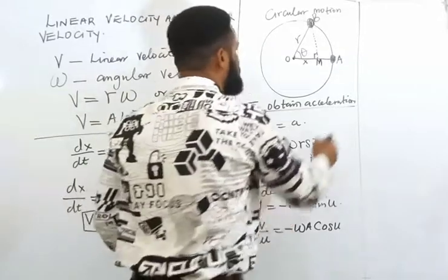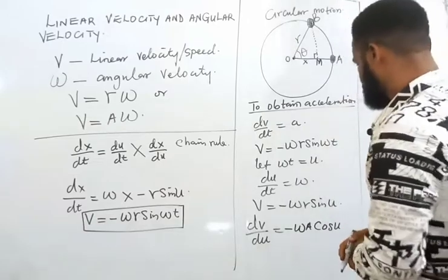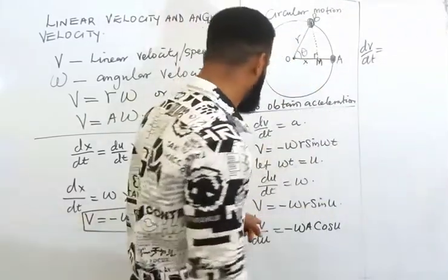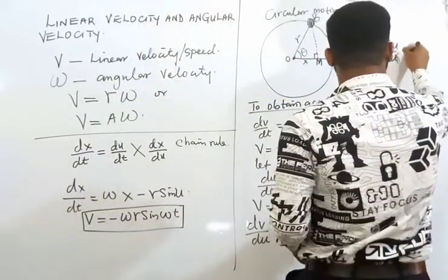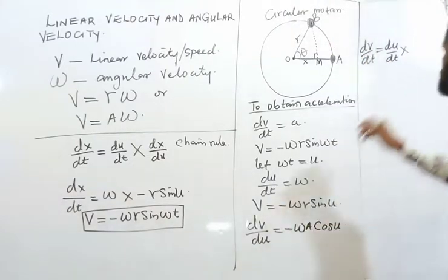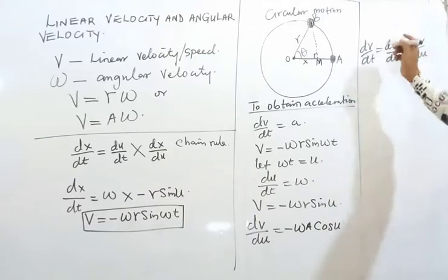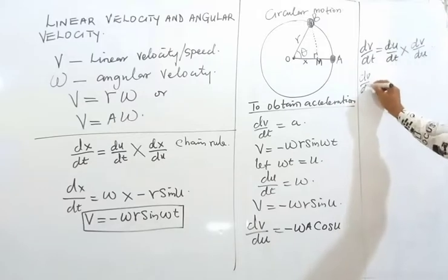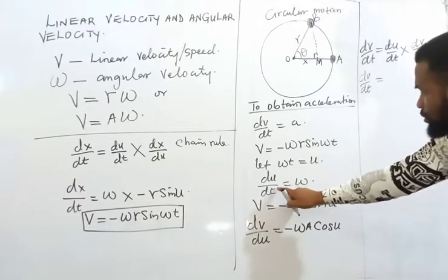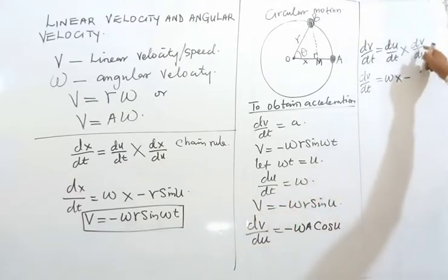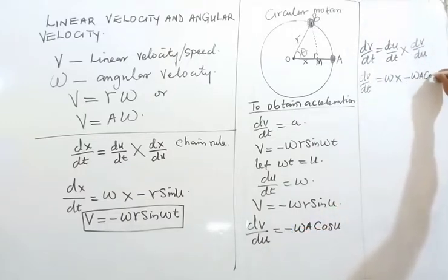So I'm going to now go further. So dv dt is going to be du dt times dv du, so that if I cancel the u and cancel the u, I have this, which is the same. That's correct. So I have dv dt is going to be du dt, which is omega, times dv du, which is minus omega cos u.